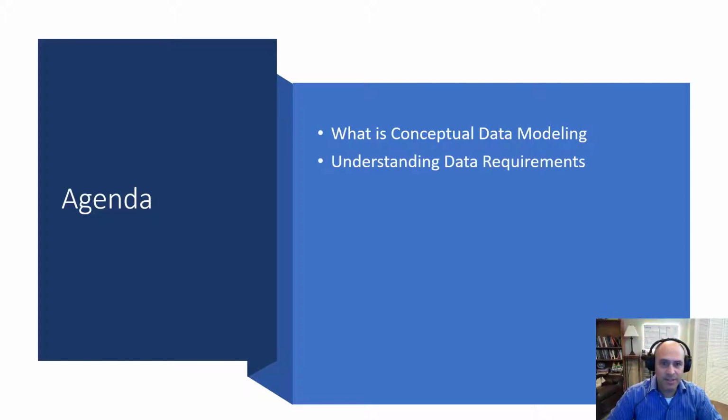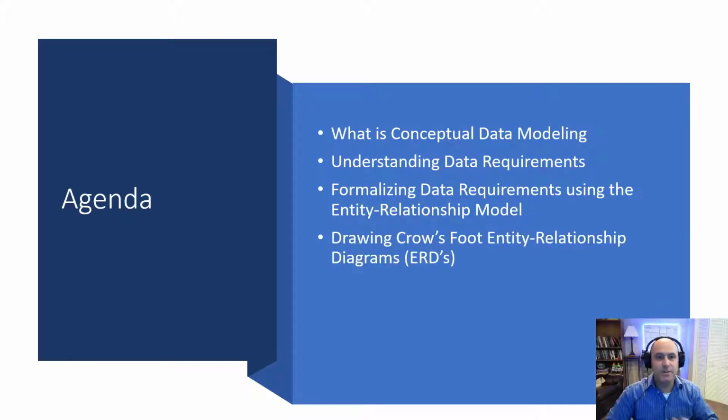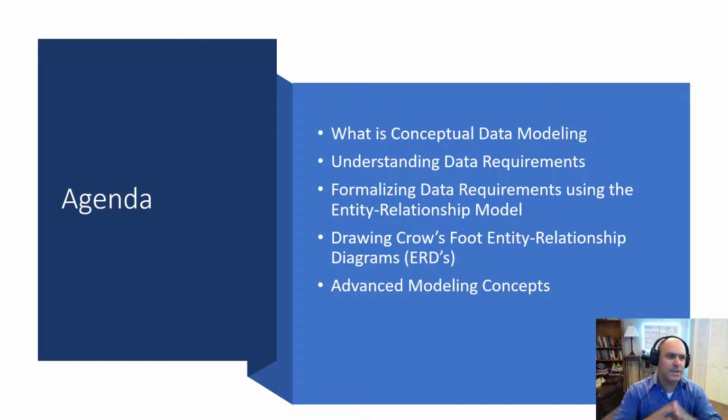Understanding the data requirements, formalizing those data requirements using an entity relationship model, and then taking that entity relationship model and drawing a crow's foot entity relationship diagram. And we'll also peek into some advanced concerns that you need to run through in order to verify that your model's correct. And finally, we'll look at a checklist that you can follow to take your data requirements and build a matching ERD from it.